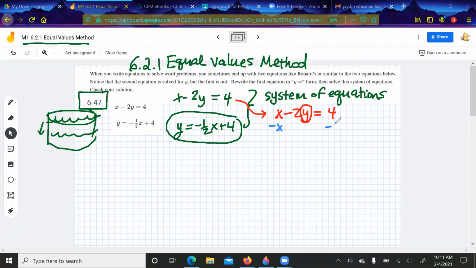We need to subtract x from both sides, right? Bring the x to the other side. So we get negative 2y is equal to negative x plus 4. All right, one more step to solve for y, right? We need to get rid of this negative 2. How do we get rid of that negative 2? Feel free to unmute yourself or write in the chat how to get rid of that negative 2.